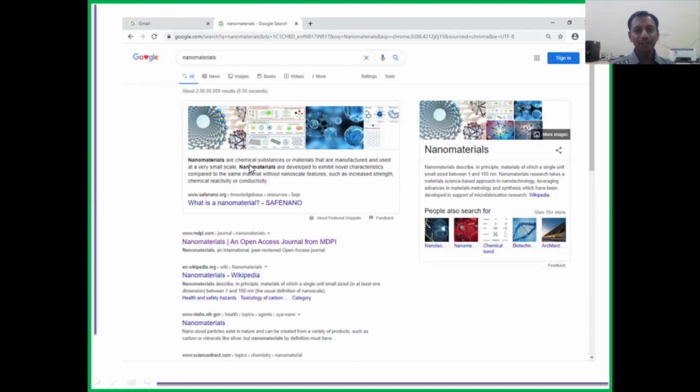So nanomaterials are chemical substances or materials, we can say, that are manufactured and used at a very small scale. It means size. Nanomaterials are developed to exhibit novel characteristics compared to the same material without nanoscale. Without nanoscale, we can consider it as bulk level, bulk scale. So we can compare the bulk material and nanomaterial in terms of properties.